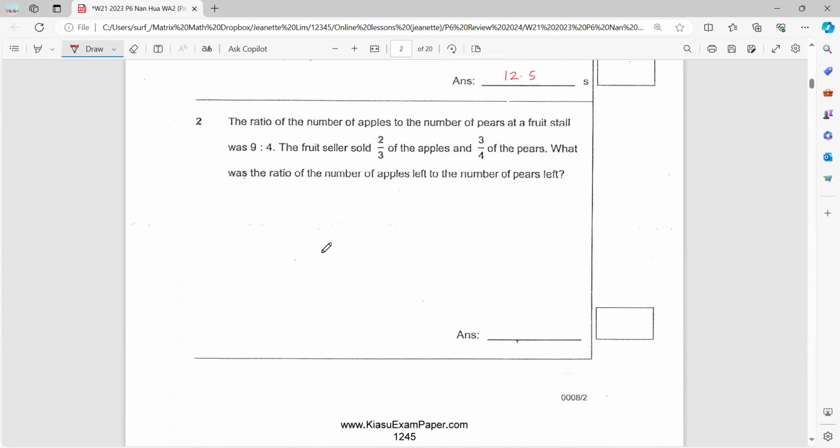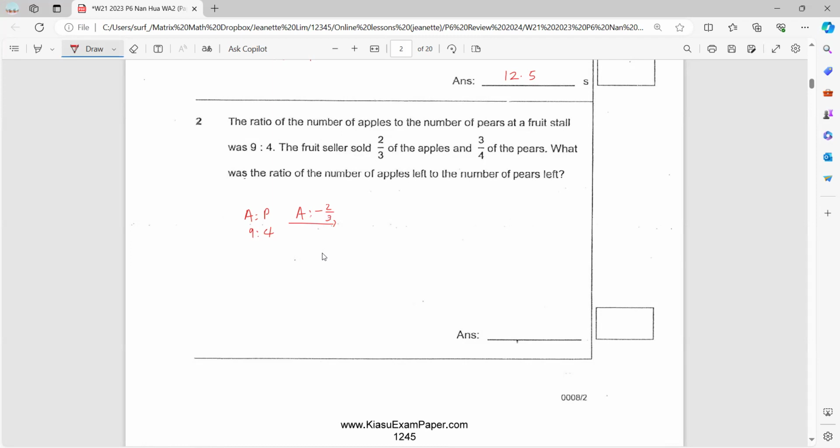Question 2. The ratio of the number of apples to the number of pears at a fruit stall was 9 to 4. The seller sold 2/3 of the apples and 3/4 of the pears. What was the ratio of the apples left to the number of pears left? Let's do before, change, after. Starting with apples to pears at first, 9 to 4. Now there is a change for apples. 2/3 was sold, so we minus 2/3.